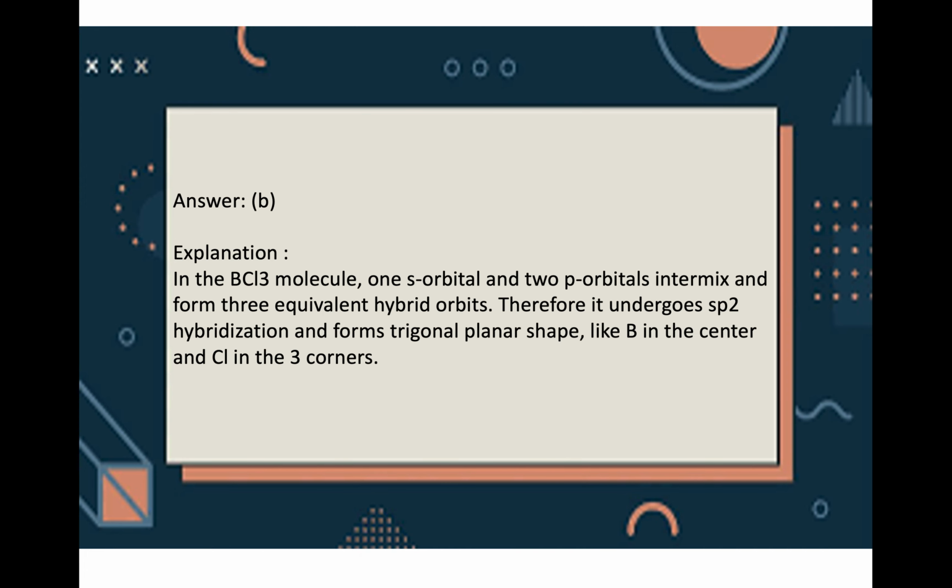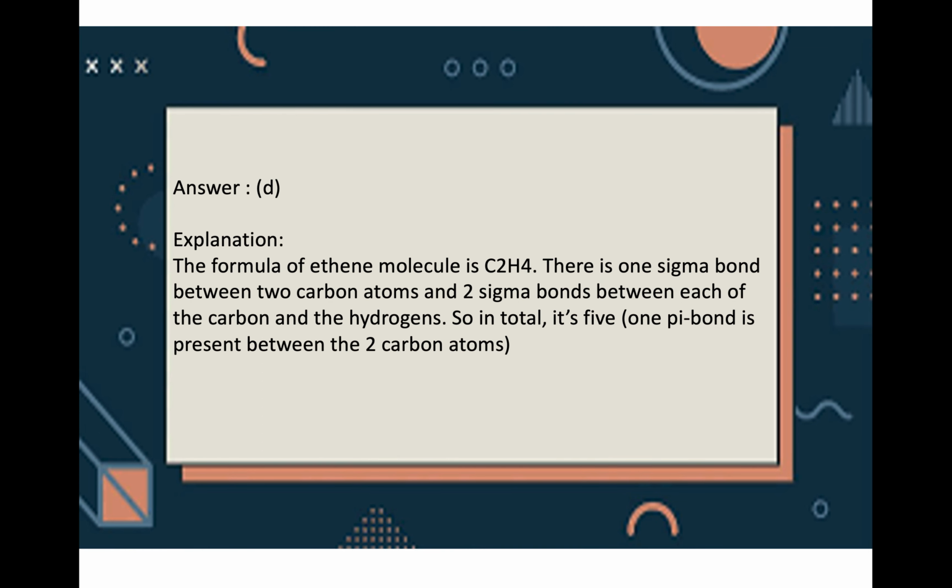Now the next question, what is the number of sigma bonds in the ethene molecule? Ethene is an alkene. Is it 6, 7, 4 or 5? The answer is option D, 5, because the formula for ethene is C2H4. One sigma bond is there between the two carbon atoms and two sigma bonds between each carbon and hydrogen. So totally there are 5 sigma bonds, and one pi bond is present between the two carbon atoms.